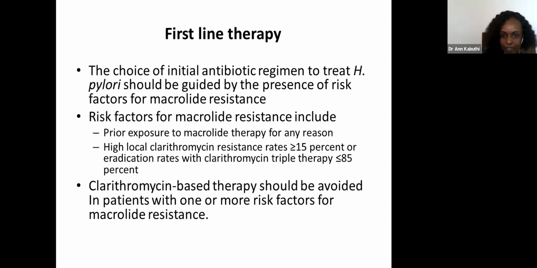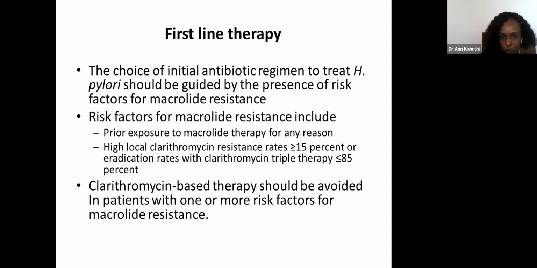As I said, the macrolides here are erythromycin, azithromycin, and clarithromycin. Number two, high local clarithromycin resistance rates of more than 15%, or eradication rates with clarithromycin triple therapy of less than 85%. Now, clarithromycin-based therapy should be avoided in patients with one or more of the risk factors for resistance.